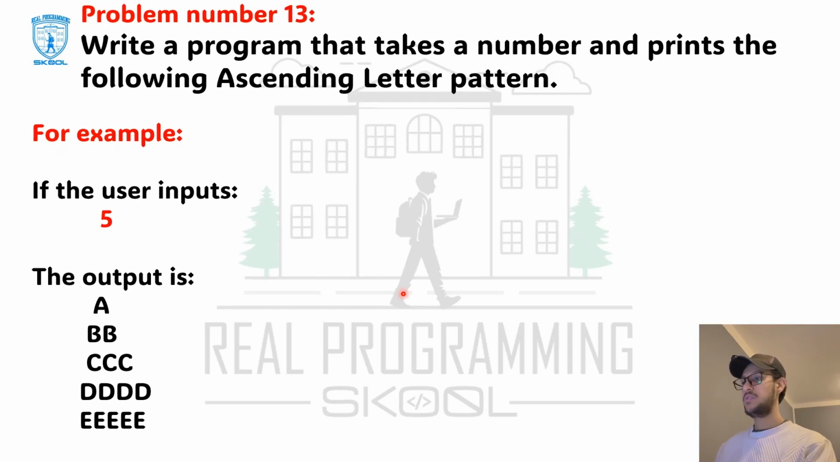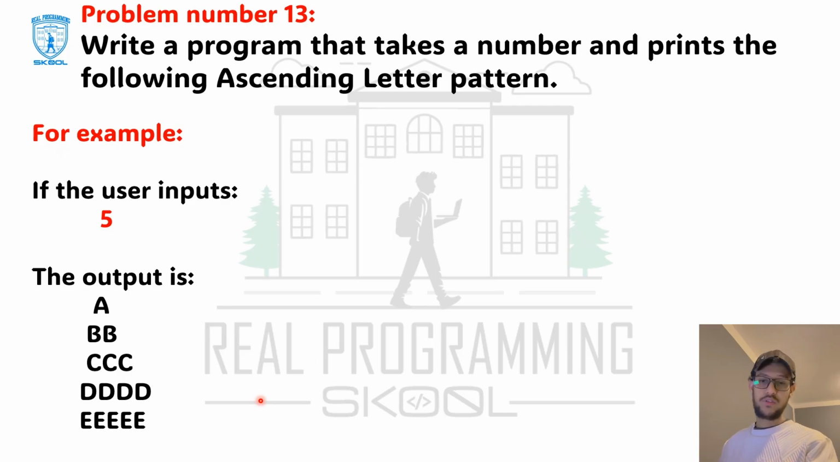Today we have problem number 13. It's about writing a program that takes a number and prints the following ascending letter pattern. In the previous two lessons, we learned how to print the numbers ascending and descending. In this lesson, we will learn how to print the letters in ascending way. For example, if the user inputs 5, the output should be A, B, B, C, C, D, D, D, E. In this lesson, we'll take ascending letters. In the next lesson, we'll take descending letters.